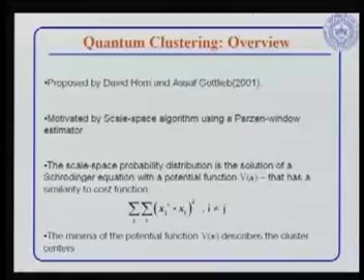So, quantum clustering: an overview. Those who want further information about quantum clustering, I would suggest that you please read the paper by David Horn and Assaf Gottlieb, published in 2001. This particular quantum clustering algorithm is motivated by the scale space algorithm using a Parzen window estimator. The scale space probability distribution is the solution of the Schrodinger wave equation with a potential function V(x) that has a similarity to the cost function.